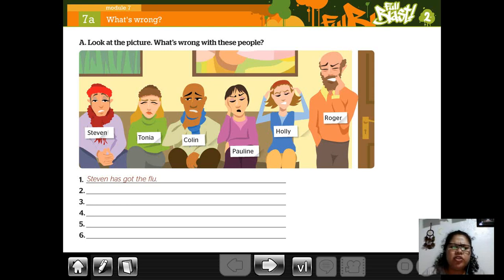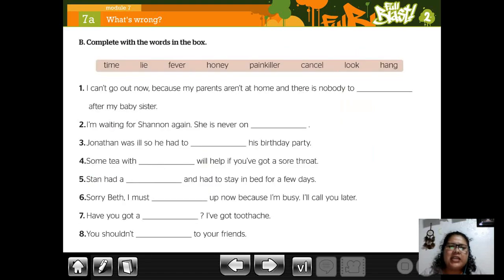What about number 2? If we take a look at the picture, what's wrong with the person? She's touching her stomach. So possibly she has got a stomachache. Okay? Very good. On the next exercise, you have to complete the sentence with the words in the box. We have time, lie, fever, honey, painkillers, cancel, look, and hang.